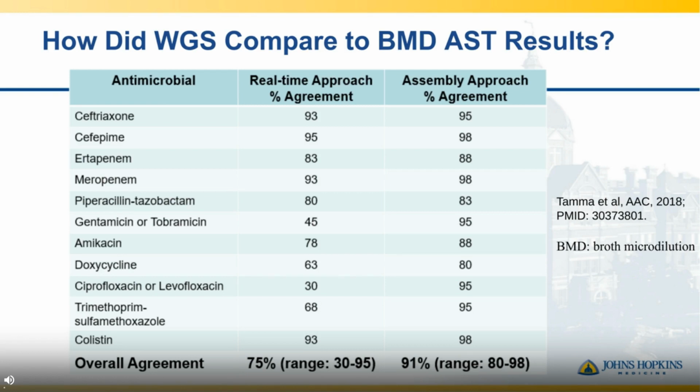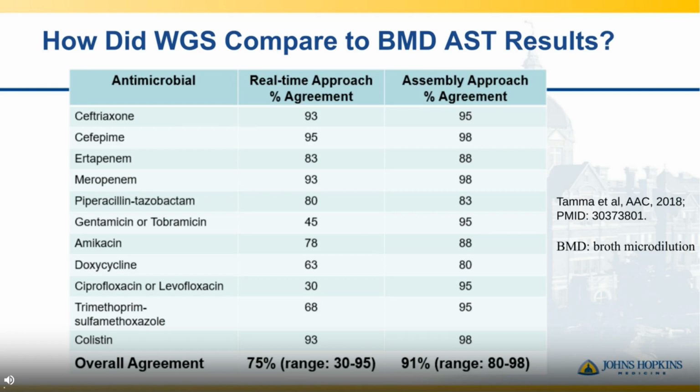Not surprisingly, the real-time approach only gave us 75% overall agreement, and you'll see that for the agents where resistance is mediated by single nucleotide polymorphisms, like the fluoroquinolones, ciprofloxacin or levofloxacin here, we only had 30% agreement, and that's because that was the real-time approach where we weren't trying to correct for some of the Nanopore errors. When we took the assembly approach, we saw a lot better agreement at 91% and started to see better agreement for even predicting some of those single nucleotide variants leading to resistance.